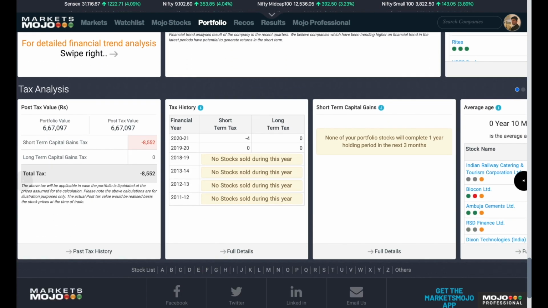In the last panel, you can find out about the tax implications of your portfolio. You could find out about the short-term capital gain tax or the long-term capital gain tax of the portfolio. You could also click here and find out about the past tax history across each stock.